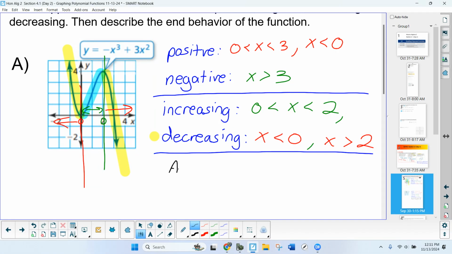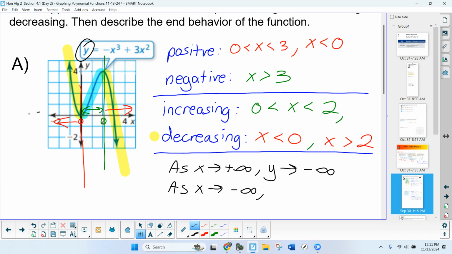And behavior, as x approaches positive infinity, this one's called y. Y approaches what? Negative infinity, it's going down. As x approaches negative infinity, so as you go out this way, which way is the graph going? Up. Y approaches positive infinity. Are you guys good there?